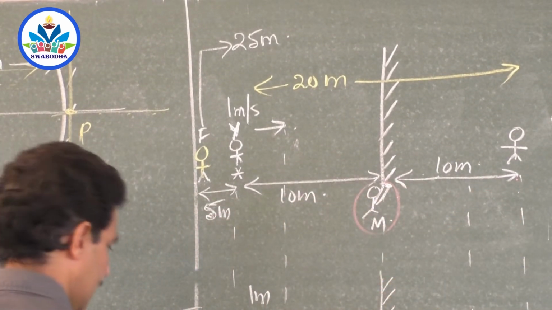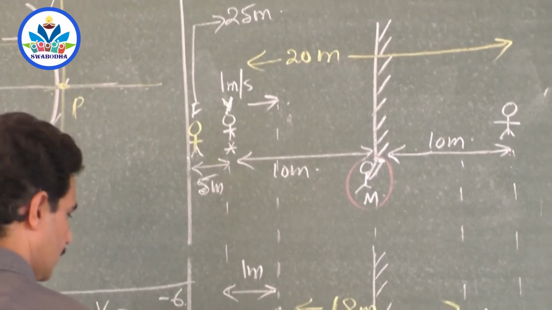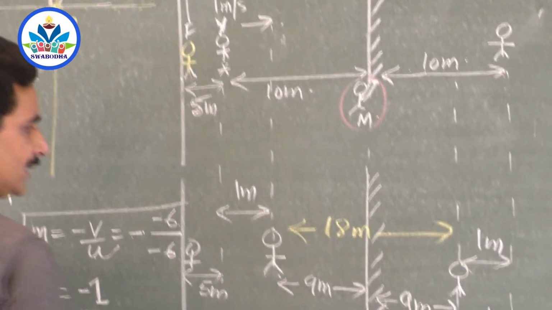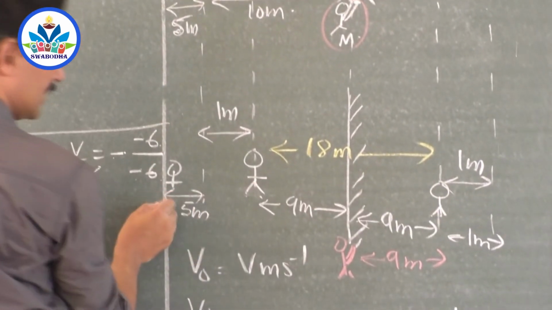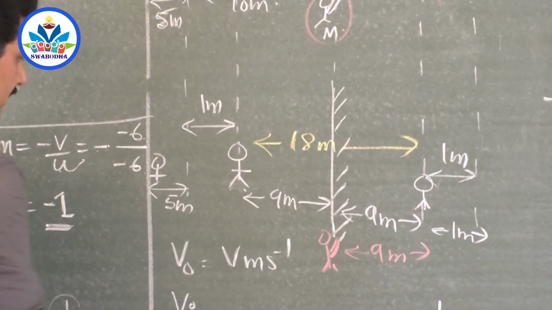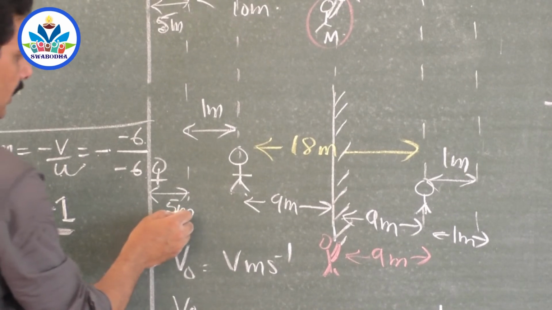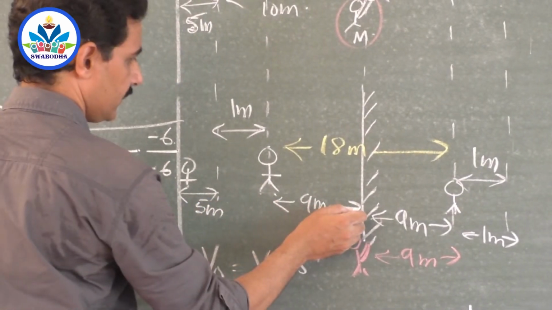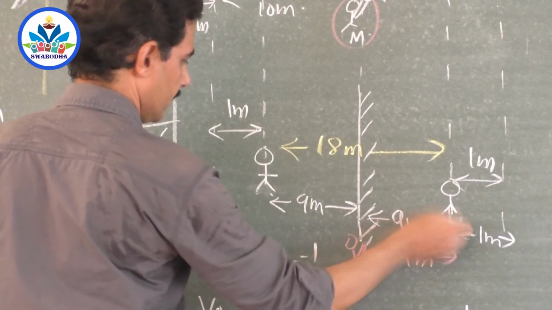Now the third person is here only. This is 5 meters. What is the distance of the image with respect to the third person after 1 second? All the stories have happened. The distance of the image is 5 plus this 10, 15, plus 9, right?